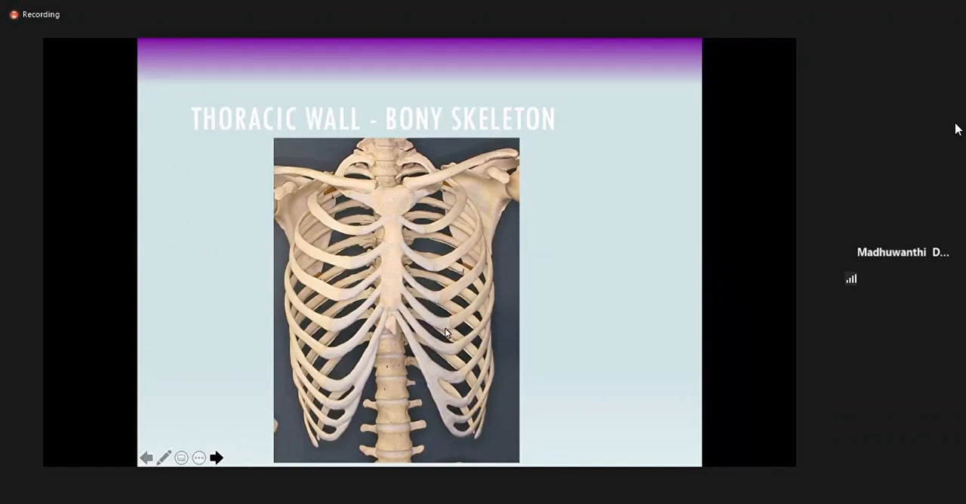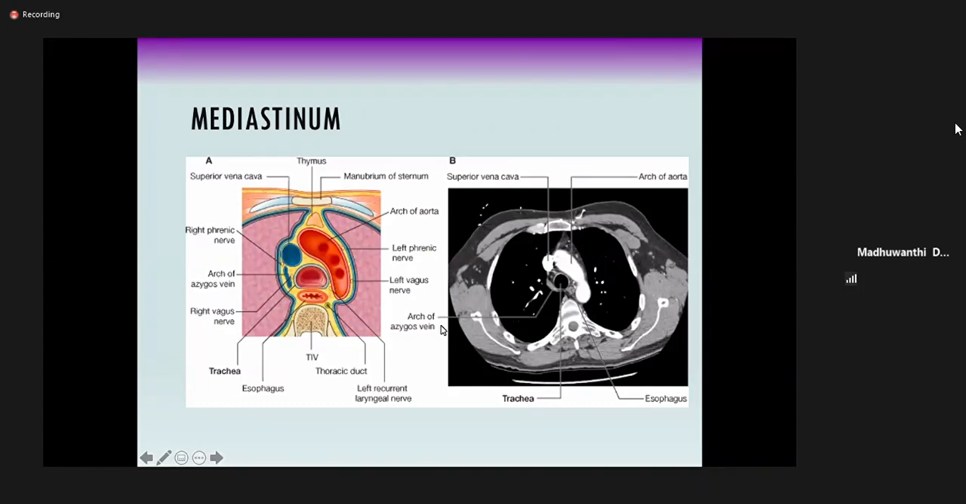Then we come to the mediastinum. What is the term mediastinum? It's a new term. You may not have learned about it earlier. Mediastinum means a septum or a membrane or a thick membrane. Where is this thick membrane located? It's located behind the sternum, posterior to the sternum and anterior to the vertebral bodies.